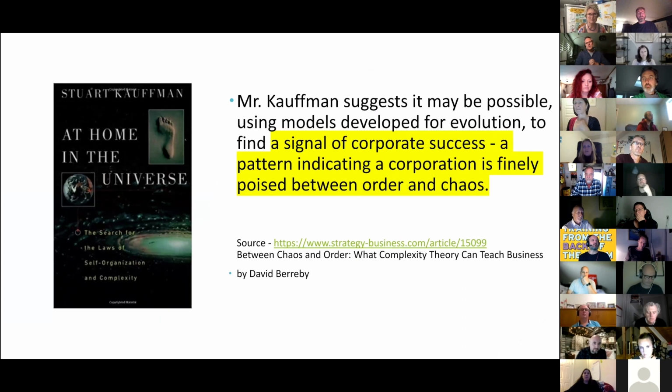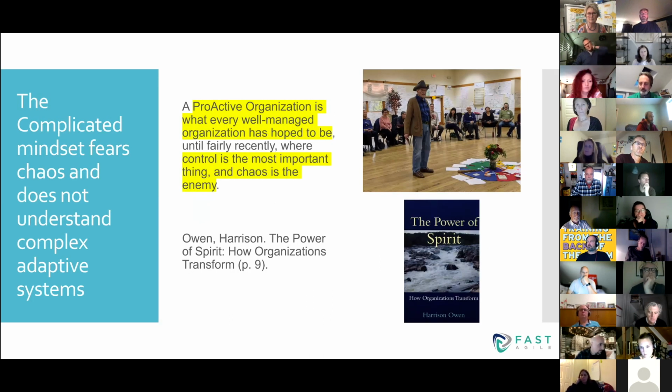Here's another one. So Mr. Kaufman here, author of this book, says that a signal of corporate success in this new age we're in is indicating if a corporation is finally poised between order and chaos, is in that place. So this gentleman here is Harrison Owen. That's a picture I actually took. I got to meet him in person, which is great because this guy's my idol and my hero, since he's the father and inventor of OpenSpace.